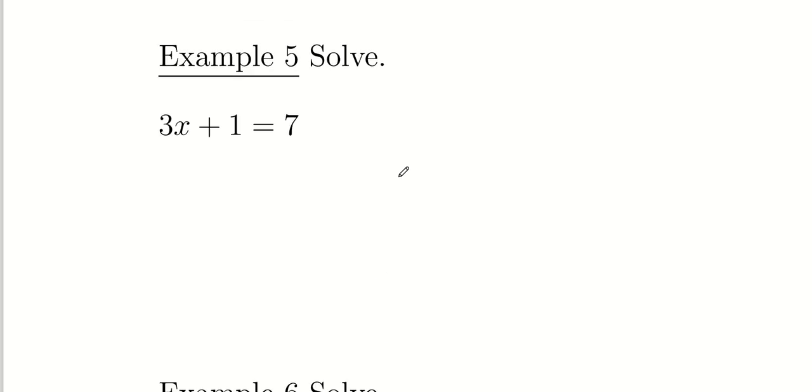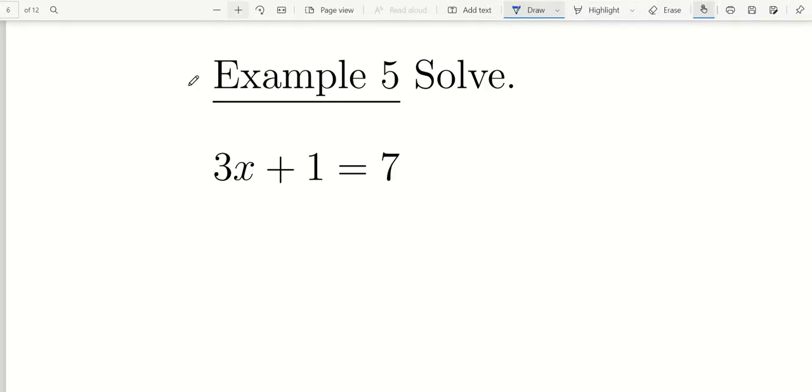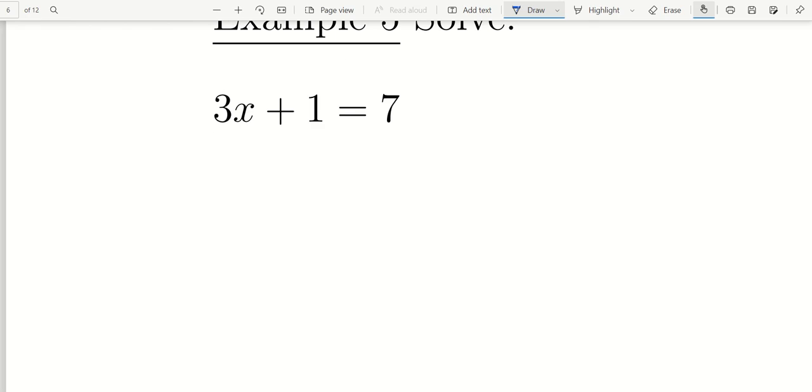In example 5, this is our first instance of what's called a two-step equation. Because if you look at what's going on in this problem, here's our equal sign. The x is on the left-hand side, and we have a multiplication by 3 and also an addition of 1 that's present here. In order to get x by itself, we first want to isolate the x term and get the x term by itself.